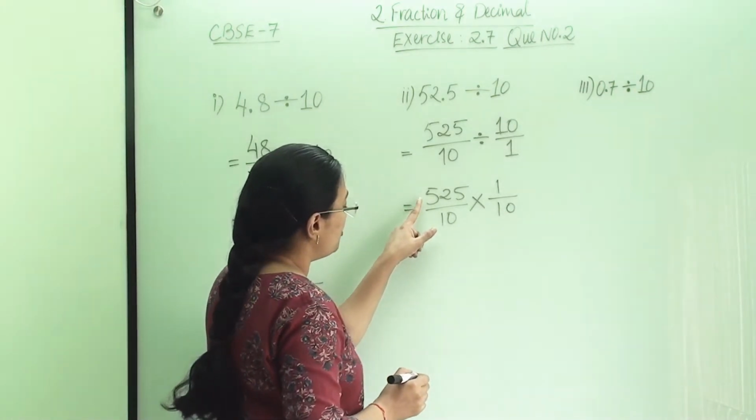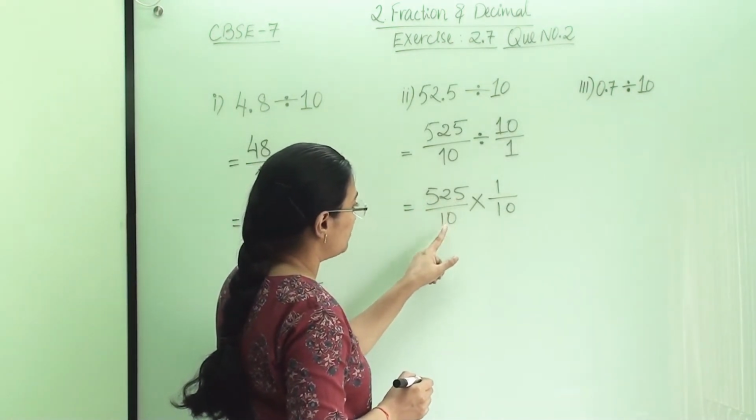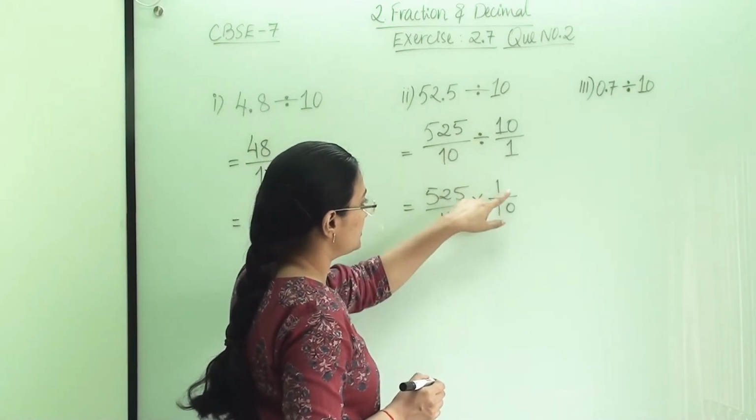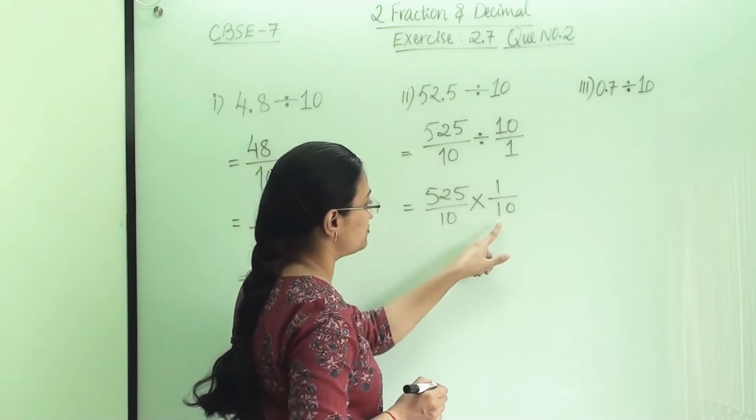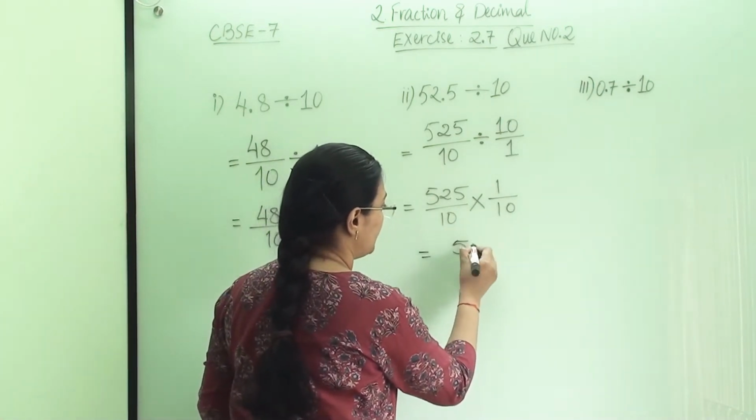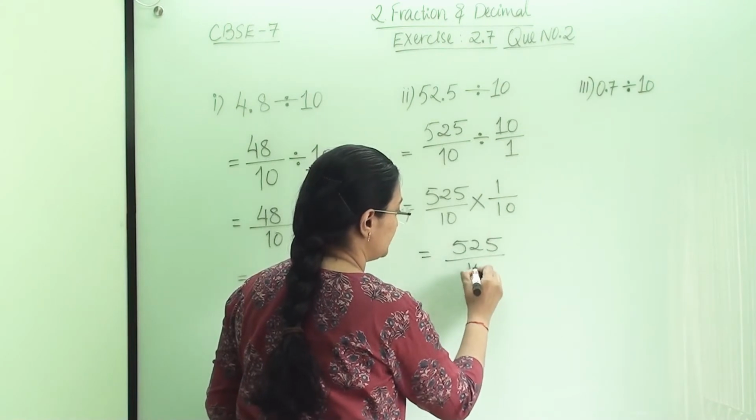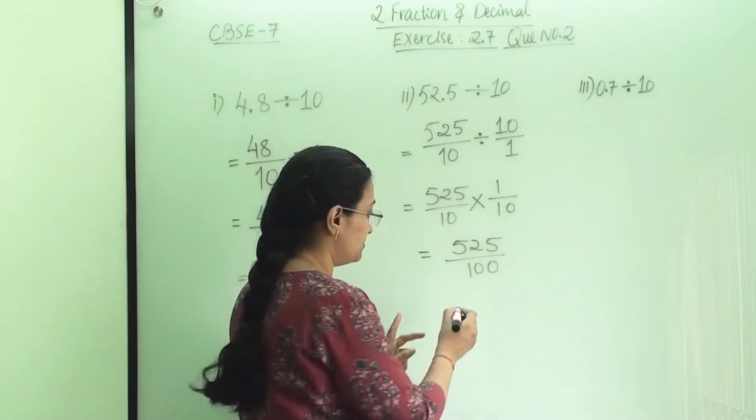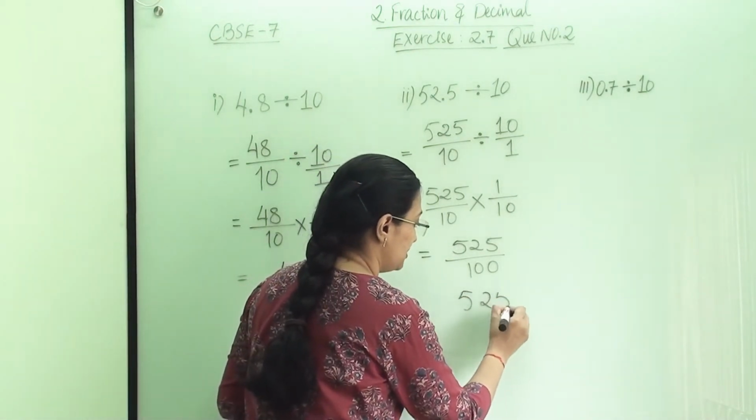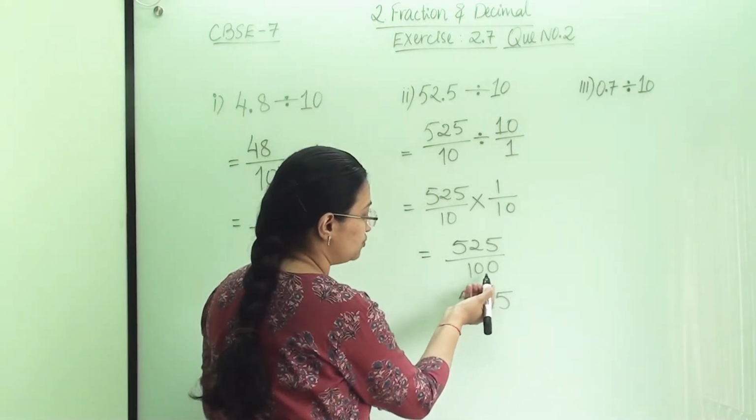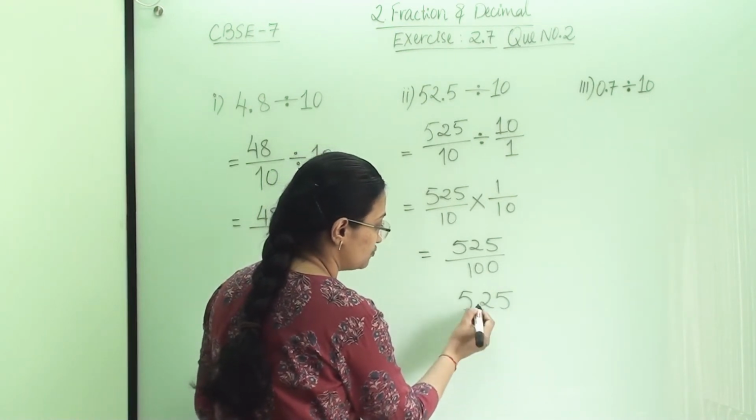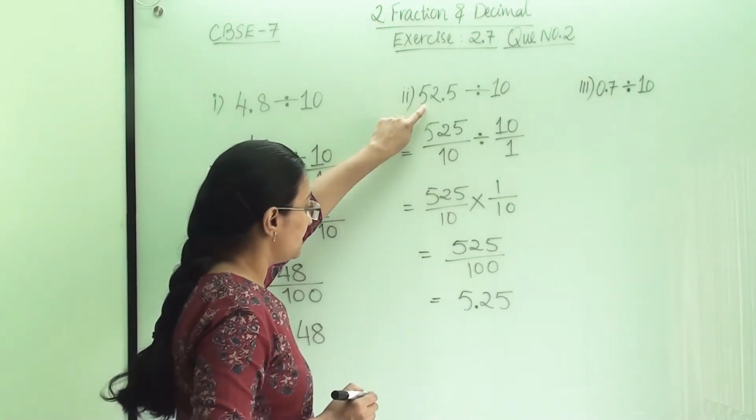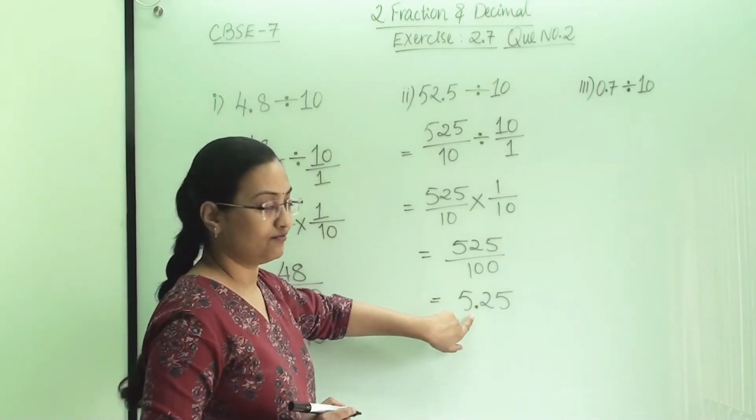Now in the denominator of 525 there is 100. Earlier it was 10. Now by taking the reciprocal this 10 has come to the denominator. So now this has become 100. So 525 over 100 is there. So now from the right side we have to count two numbers and put a decimal point, because there are two zeros in the denominator. So 1 and 2. So here the decimal point will come. So the answer of this division is 5.25.